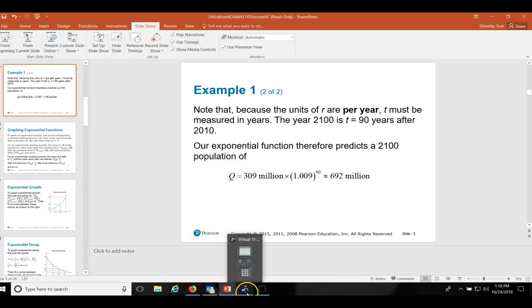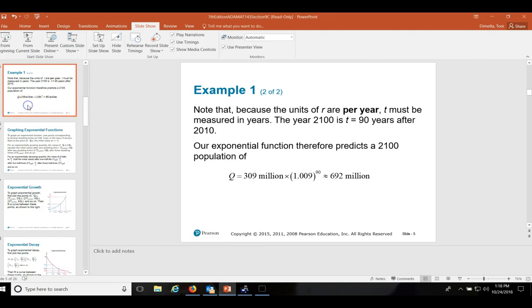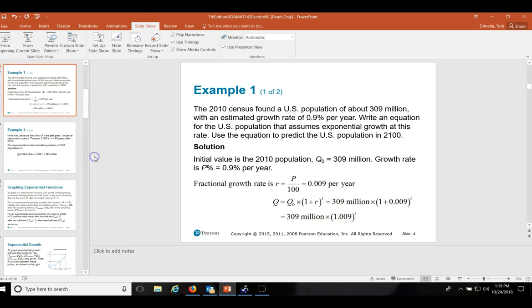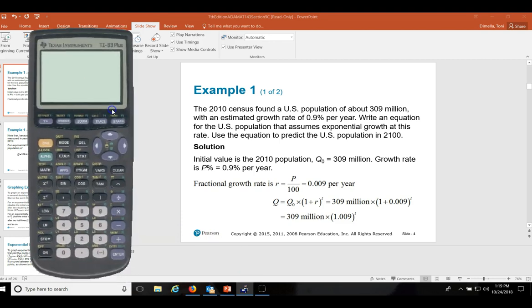I've backed out of the slideshow so I can show you how to use your calculator. If we want to graph our equation that we found in the last slide, 309 million times 1.009 raised to the t, I will pull up my graphing calculator, and yours might look a little bit different, but the process will be the same. You'll turn on your calculator and go into y equals. In here we'll type 309. You can put the times or not. In parentheses 1.009, close that, and then I'm going to raise that to my power, which when I hit my variable key, it will default to an x. X and t are the same thing. That's fine.